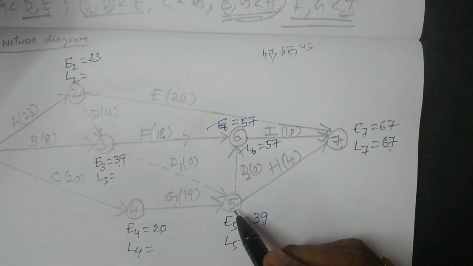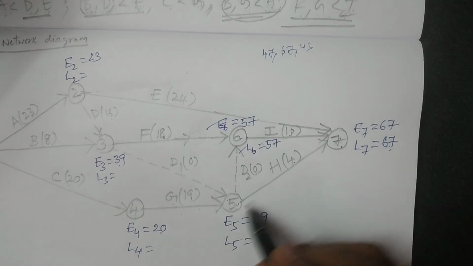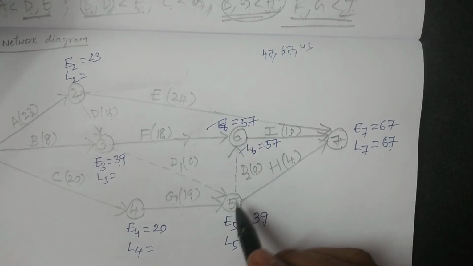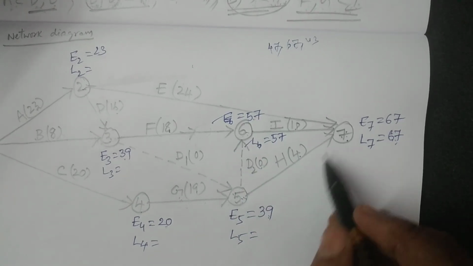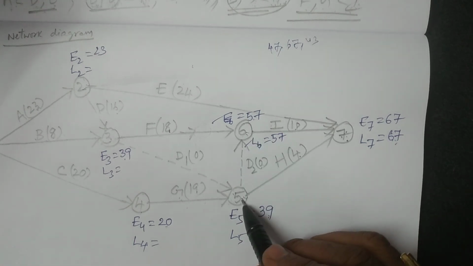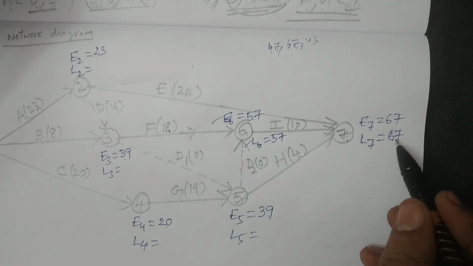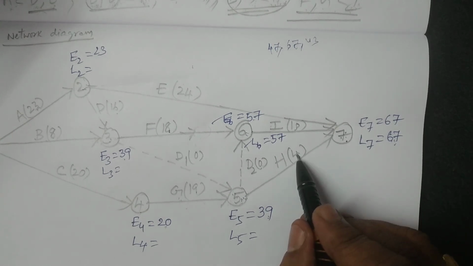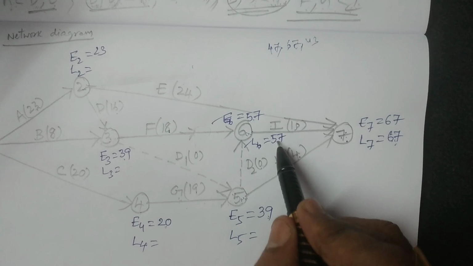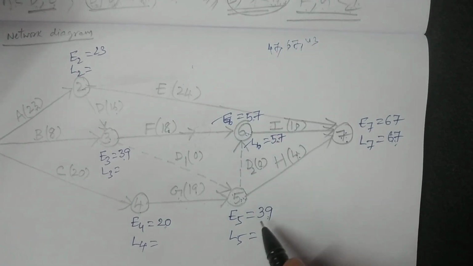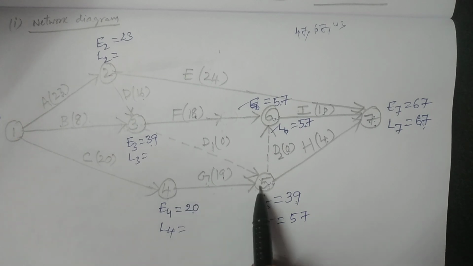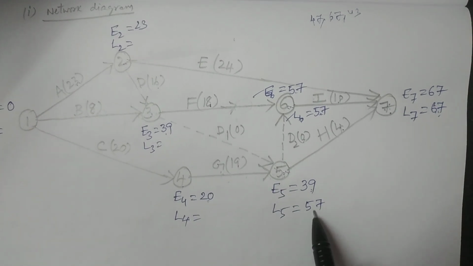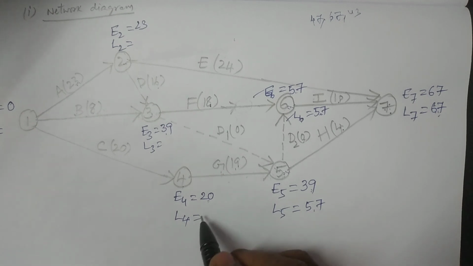Then move to the fifth event, 5 to 6, 5 to 7. There are two particular activities coming back to 5. Now you take the minimum: 67 minus 4, 63; L6, 57 minus 0, 57. Minimum 57. And then coming back to the fourth event, only one, 4 to 5, therefore 57 minus 19, it is 38.